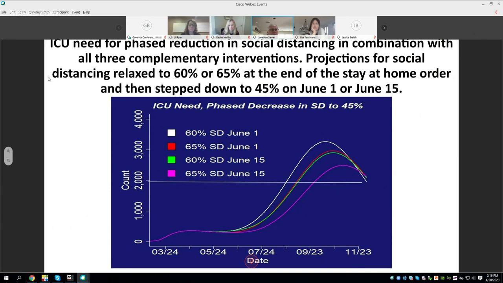And then finally, and this is a very preliminary look just to gain a qualitative sense of what would happen if sometime in June 1st or June 15th, there was a reduction of the degree of social distancing to 45%. The 60 and 65% refer to the measures implemented on April 27th and the degree of social distancing achieved. Then you can see those curves for the 45%, June 1 and June 15. And you can see that over time on any of these curves, we rise up to exceed the capacity. And notice that all three of our interventions are in play here. And next, please.